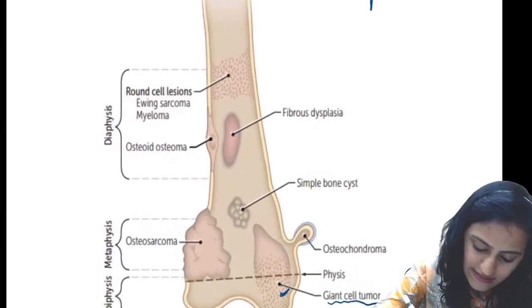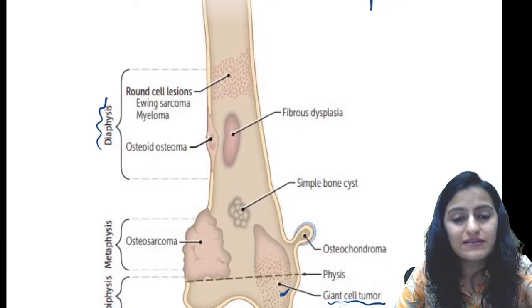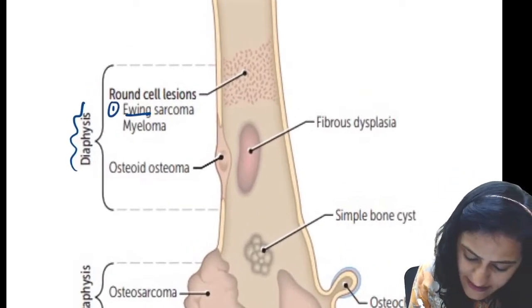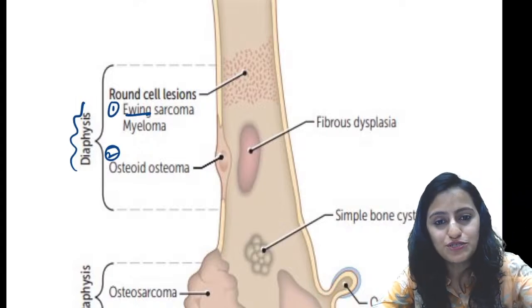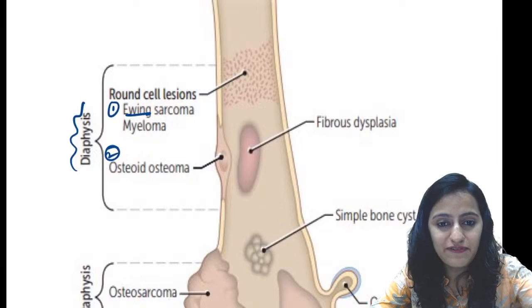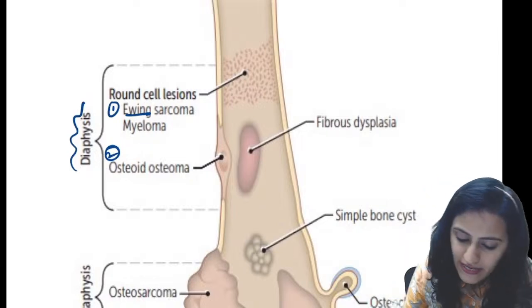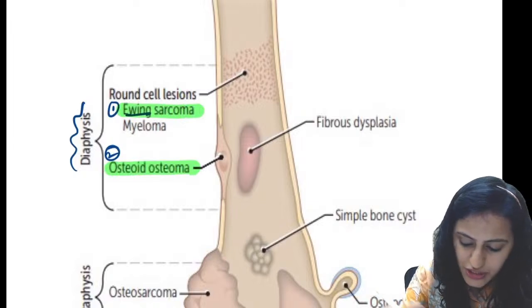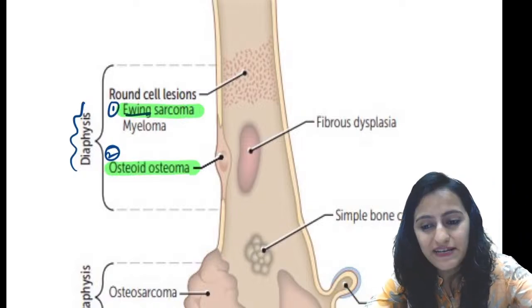What tumors occur in the diaphysis? Most important that we need to know in the diaphysis: remember, we have Ewing's sarcoma and osteoid osteoma. These are in the diaphysis. Very very important, right? If not anything else, at least remember Ewing's and osteoid osteoma are in the diaphysis.